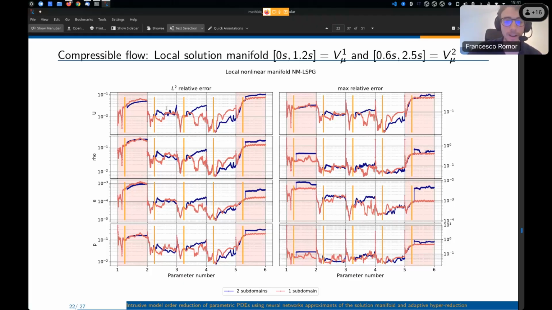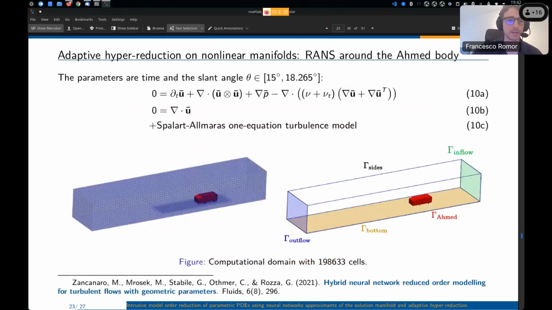And you can see that in our case, you cannot get better approximations also with the choice of local linear manifolds, but maybe it's still good to point out that you could do it in practice. So the second test case is instead runs around the Ahmed body.